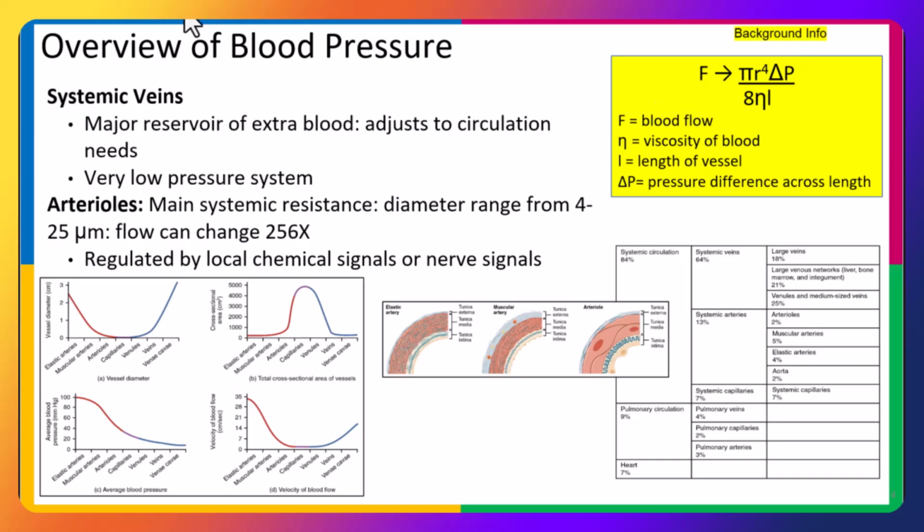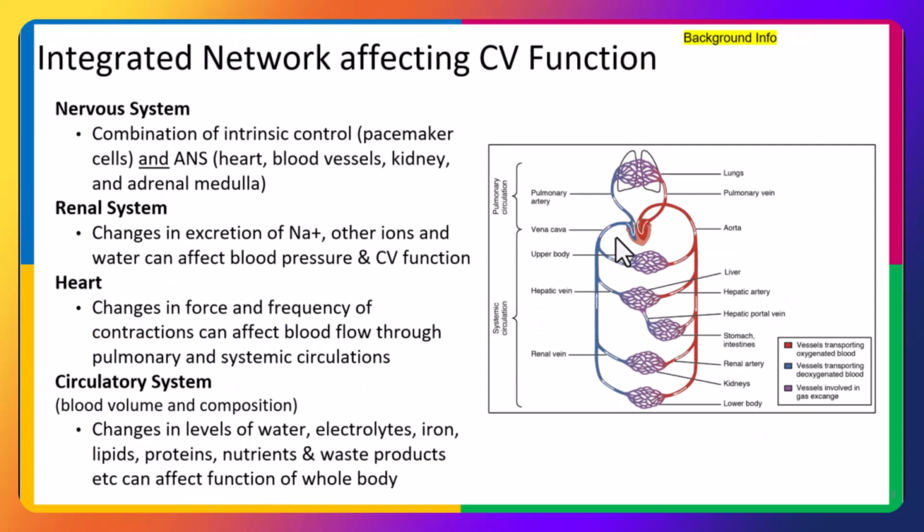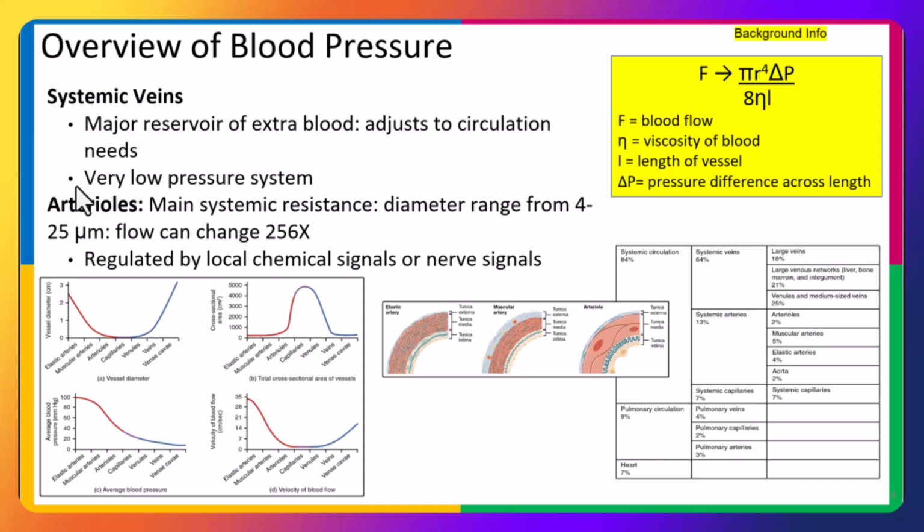Let's overview blood pressure. First reminder has to do with your systemic veins, which hold the majority of your blood. They're considered the greatest reservoir or major reservoir for blood. So it just means that they can hold a lot of blood and adjust our body's circulation depending on what the needs are. But this is a very low pressure system, and it makes sense because blood is returning back to the heart. So we're having lower pressure here because blood is just returning to the heart, whereas this is under higher pressure to deliver it to the organs or the tissues.